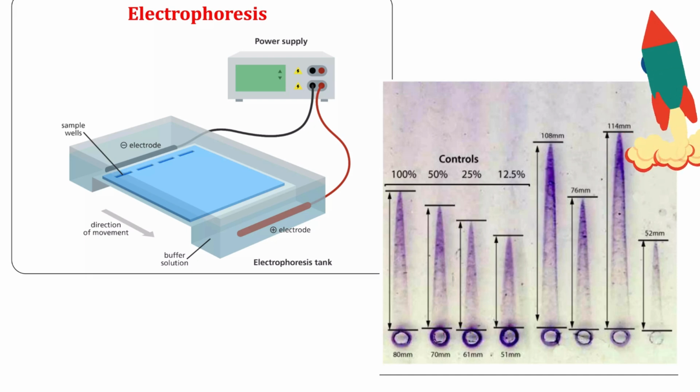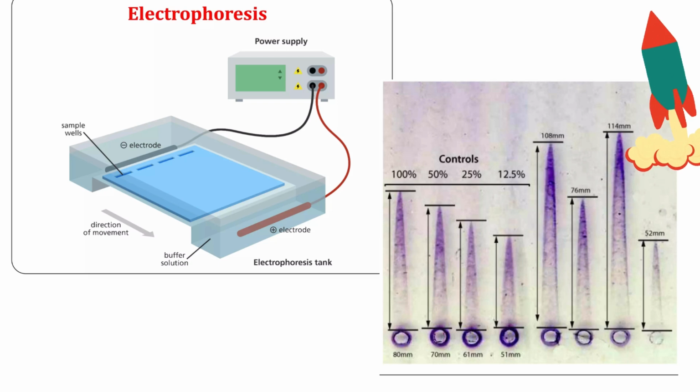It works through charge-based separation. The molecules are separated based on their charge, size, and shape. Positively charged molecules or particles move toward the negative electrode, which is known as the cathode, while the negatively charged particles move toward the positively charged electrode, known as the anode.